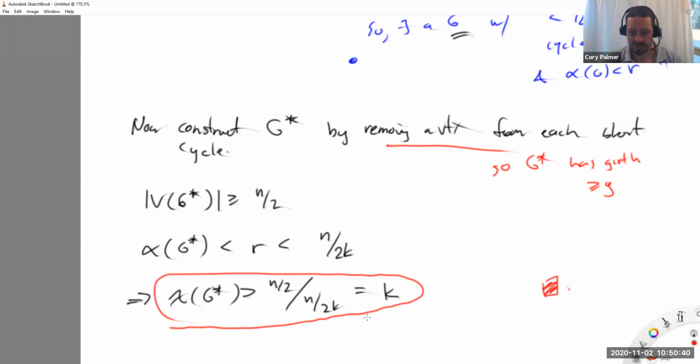Okay. This is called the alteration method. The graph produced by the random method did not quite have our property. We altered it to a new graph G star that did.